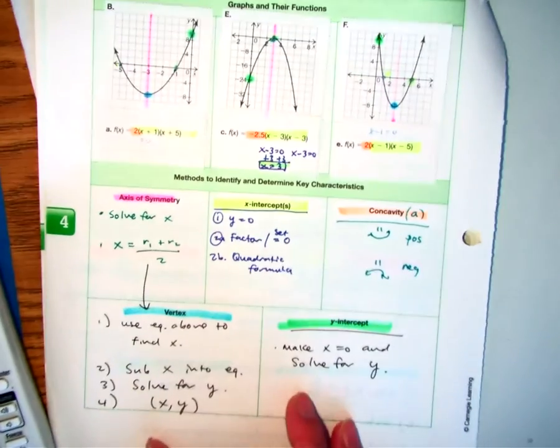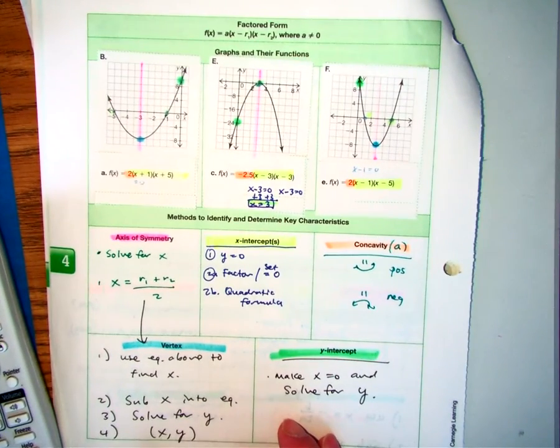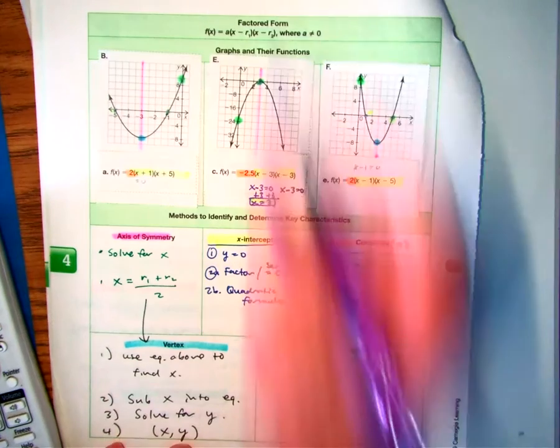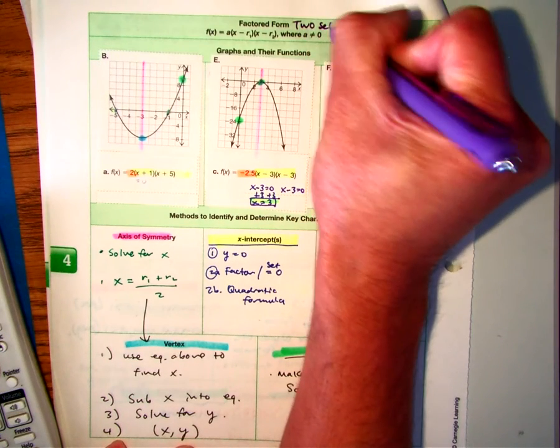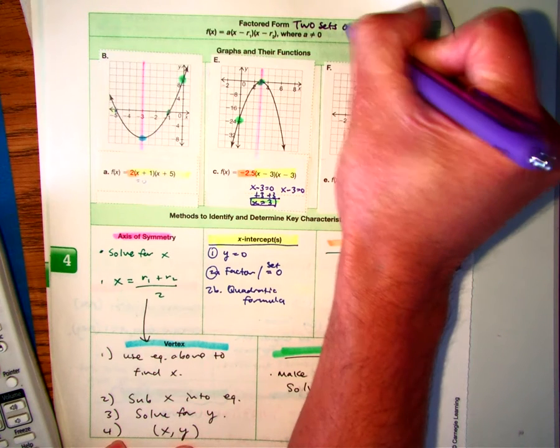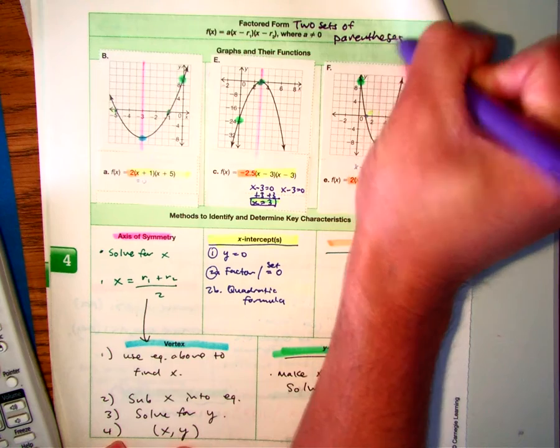This one is called factored form. Everyone say factored form? Factored. Class, how do you know it's factored form? Because it has two parentheses. Two sets or pairs of parentheses. There they are.